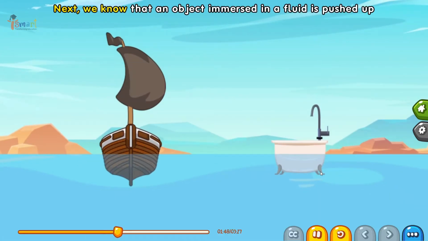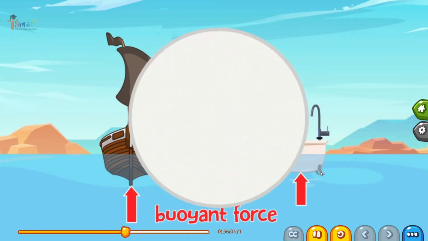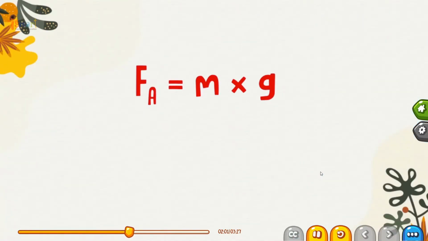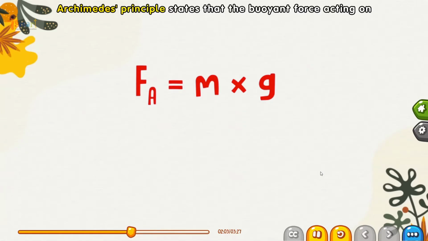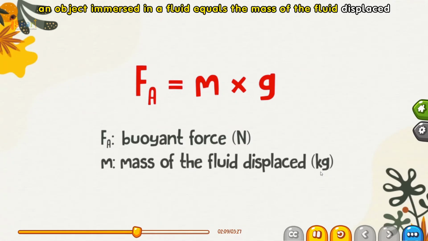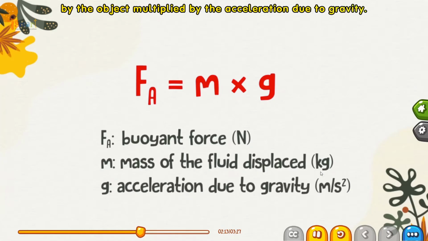Next, we know that an object immersed in a fluid is pushed up by an upward force called the buoyant force. Do you still remember how to calculate the buoyant force? Archimedes' principle states that the buoyant force acting on an object immersed in a fluid equals the mass of the fluid displaced by the object multiplied by the acceleration due to gravity.